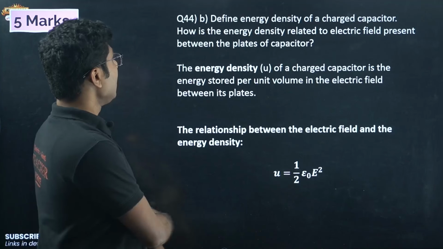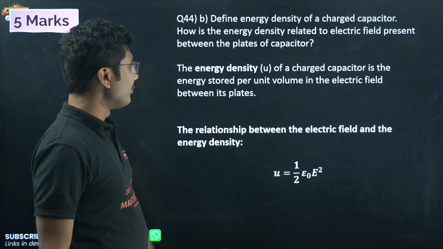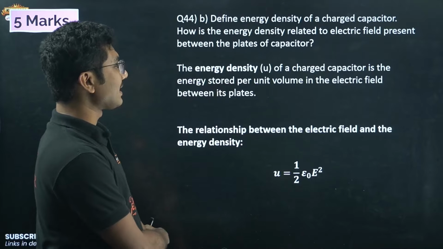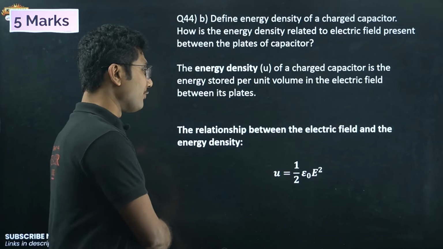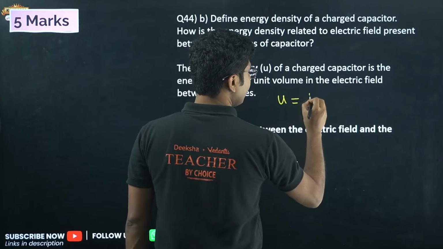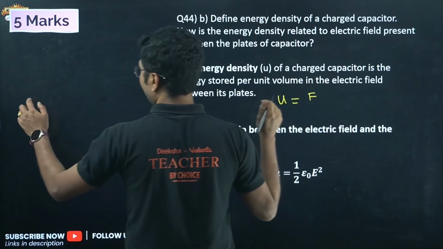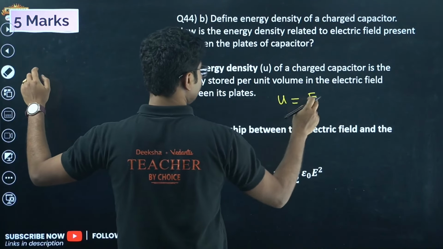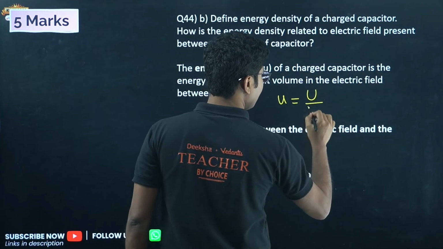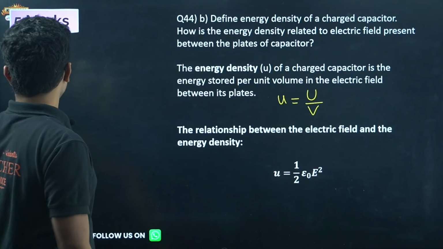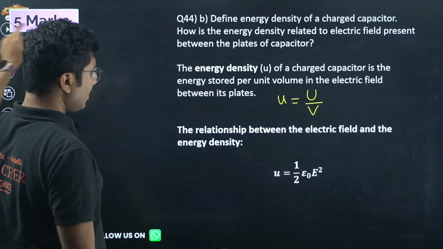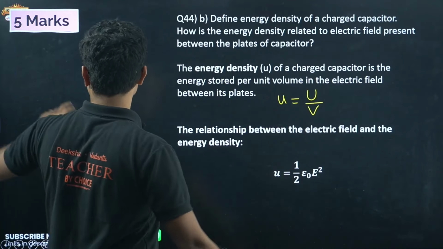Now next question, define the energy density. This is already written over here. The energy density U of a charged capacitor is the energy stored per unit volume of the electric field between the plates. So U equals total energy stored by volume. I think I have already written it, so no need to explain anymore. And U is equal to half epsilon naught E square.